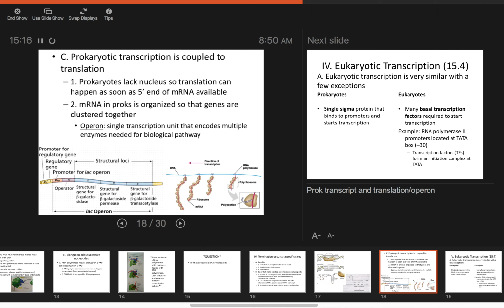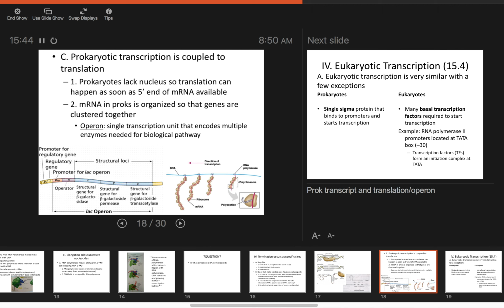Structural gene for beta-galactosidase. That's an enzyme that helps break down galactose. But then we also have an enzyme that, I don't know what permease does, but I'm sure it's very similar to galactosidase. Galactoside transacetylase. So it's probably an assembly line of enzymes that take galactose and break it down even further. And so they are paired close together because translation will happen immediately after transcription.